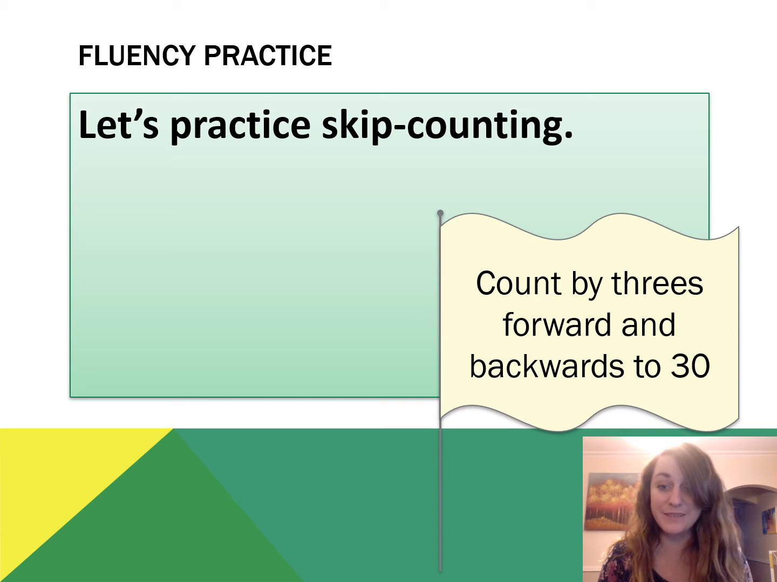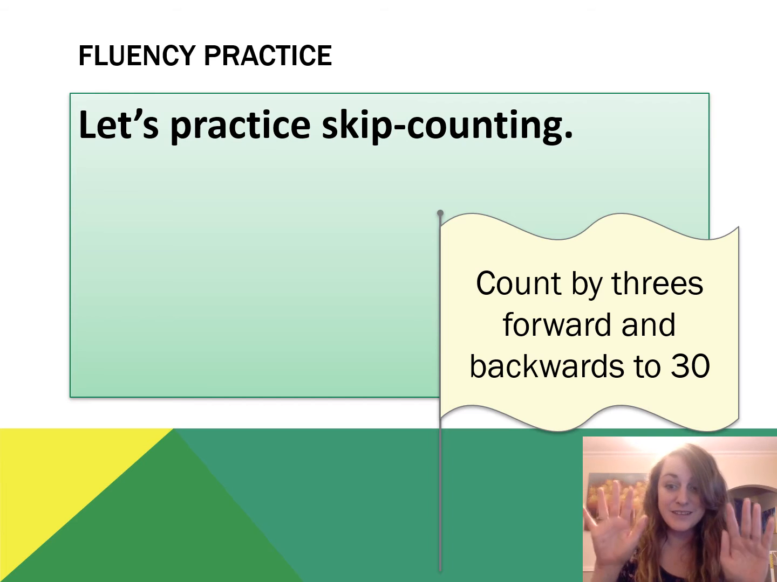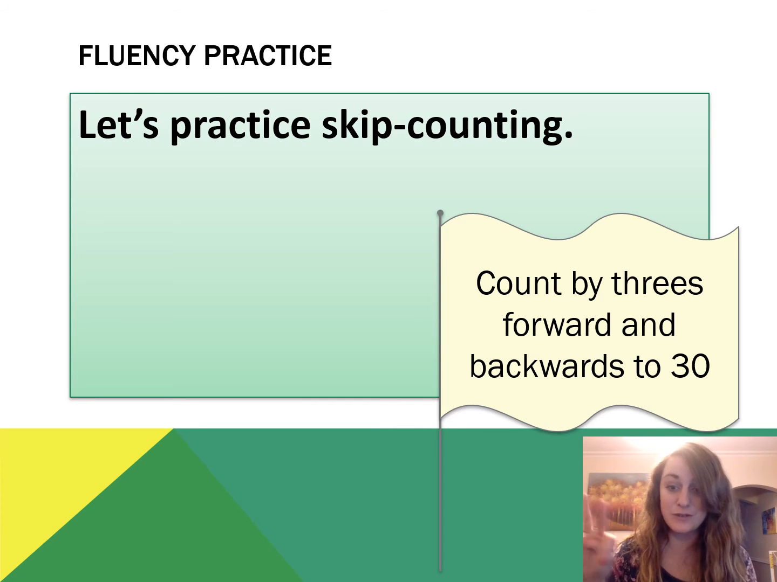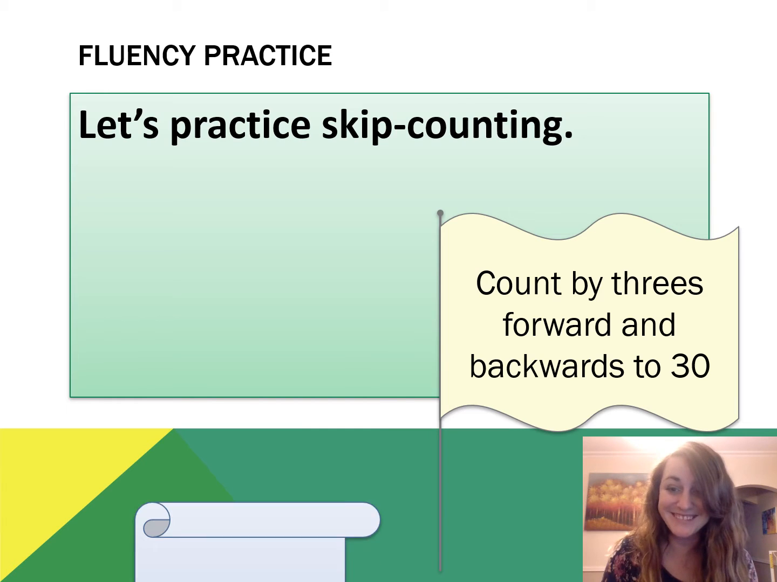Let's count by 3s, forward and backwards to 30. Wiggle it out. Bring it close. Count by 3s to 30 and go. 3, 6, 9, 12, 15, 18, 21, 24, 27, 30. Bring it down. 30, 27, 24, 21, 18, 15, 12, 9, 6, 3, and 0.